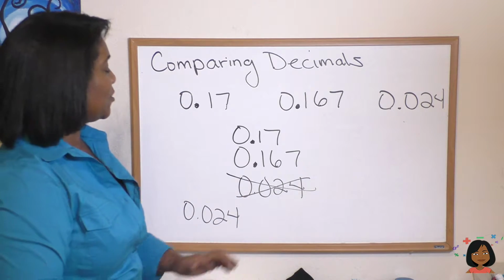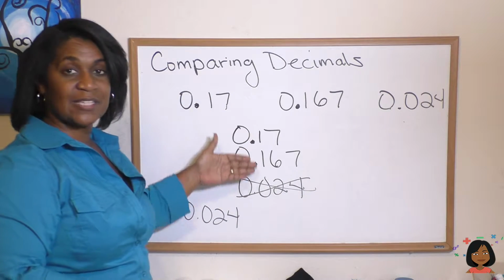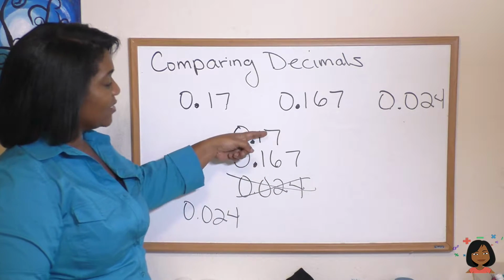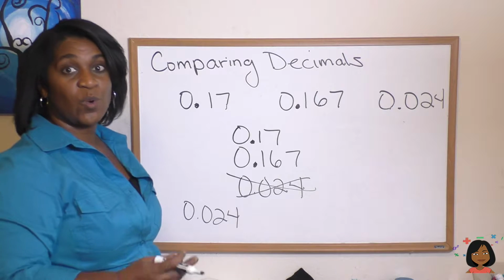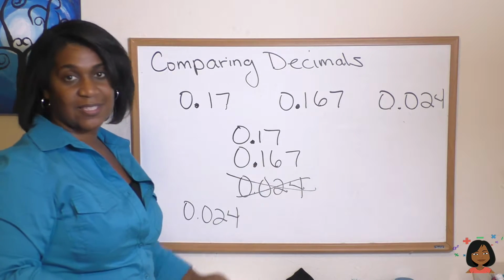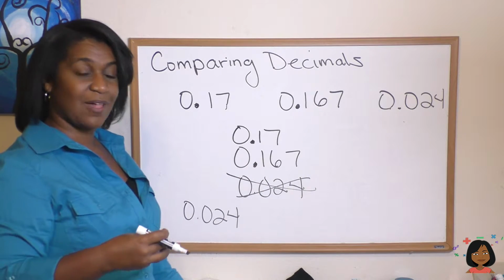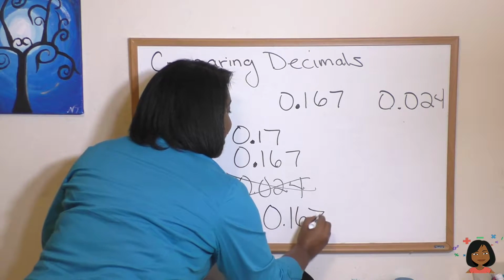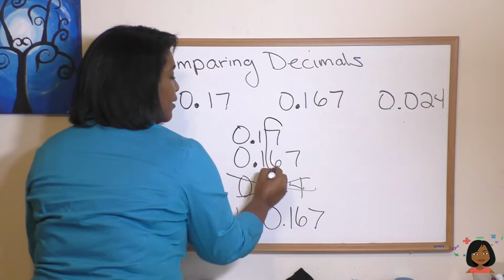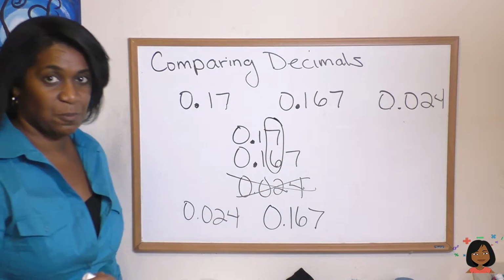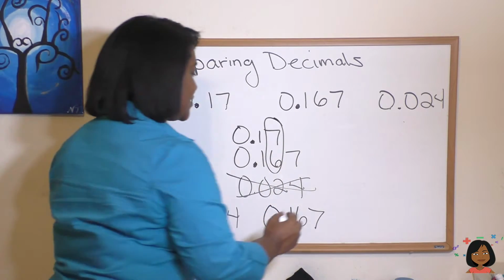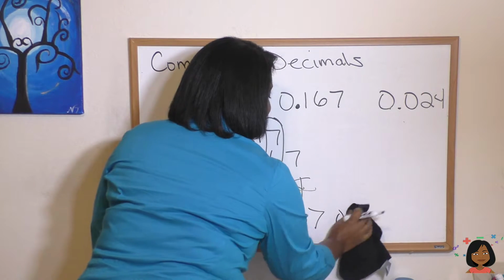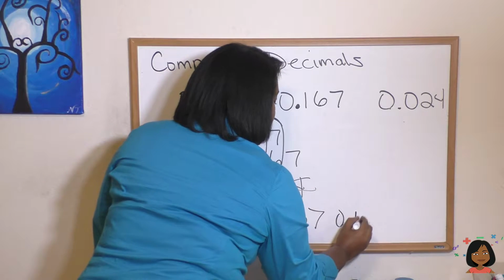Now let's look at the next two numbers. They both have ones in the tenths place. So now we move out to the hundredths place. We have a 7 here and a 6 here. Which one is smaller? The 6 is. So we know our next smallest number is 0.167, because again, we are comparing the hundredths place. And then our last number is our 0.17.